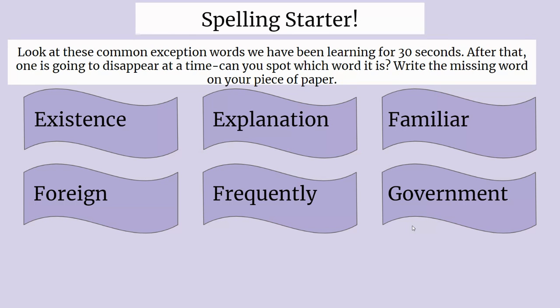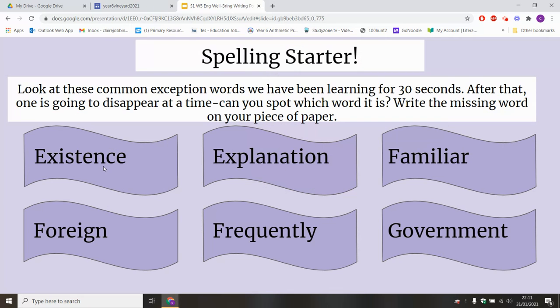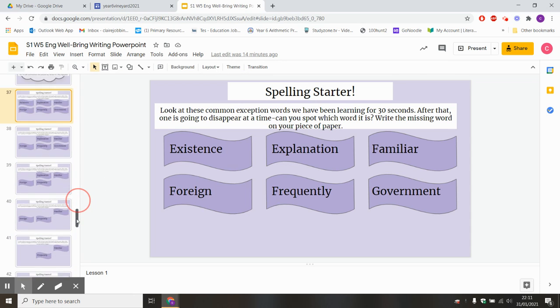So, as you know, ladies and gentlemen, we always start with the spelling starter, and our spelling starter in our last lesson is always to look at these common exception words we've been learning for 30 seconds. Then, once your 30-second timer is gone, each of these are going to disappear, and can you identify which word it is? Write the missing word on your piece of paper. So, I'm hoping that we're all somehow magically going to shut our eyes, and I'm going to zoom past these so you can't see which ones go missing.